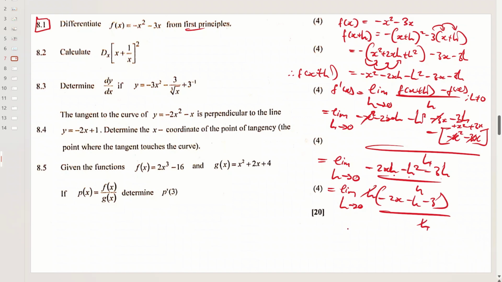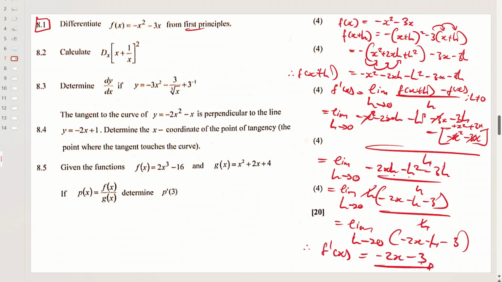So the numerator, denominator rationalize, you'll have the limit as h approaches 0 of negative 2x minus h minus 3. Replace h with 0, but mentally, you don't have to show any calculation. So therefore, your derivative from first principles is just negative 2x minus 3. You know, guys, that will be the answer. Oh, that will be it.